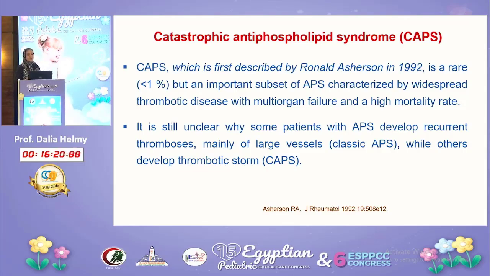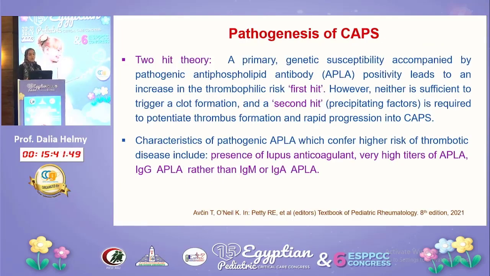It was first described by Ronald Asherson in 1992, and it is rare, representing nearly less than 1% of patients with antiphospholipid antibody syndrome, and characterized by widespread thromboembolic disease with multi-organ failure and high mortality rate. Until now, it is still unclear why some patients with antiphospholipid antibody syndrome develop just recurrent large vessel thrombosis at different intervals and under certain precipitating factors, the classic antiphospholipid syndrome variant, while others develop the thrombotic storm, the catastrophic variant. What about the pathogenesis?